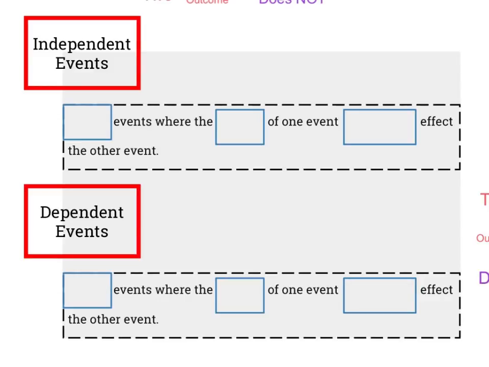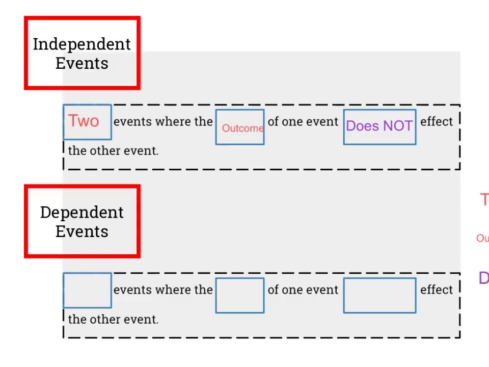So when we talk about independent events, that's where we have two events where the outcome of one event does not affect the outcome of the other event. An example of this would be if we were flipping two coins. The outcome of the first flip does not affect the outcome of the second flip.